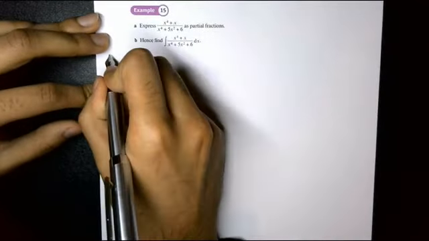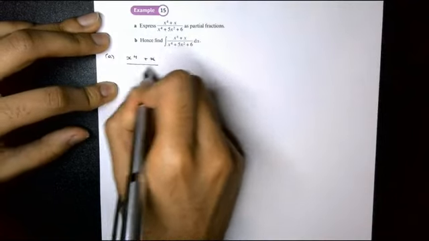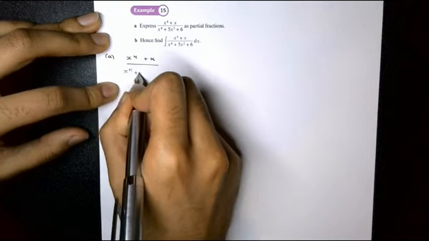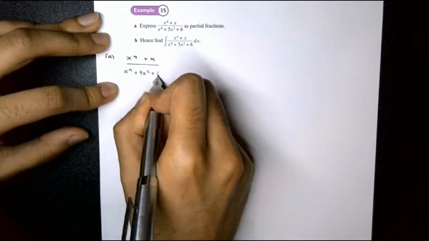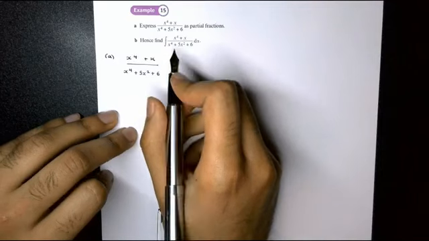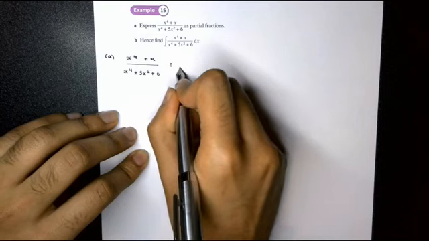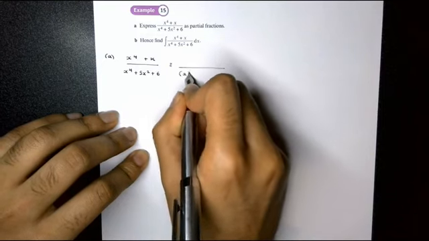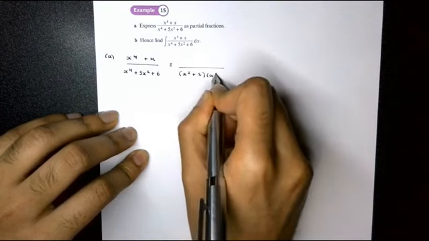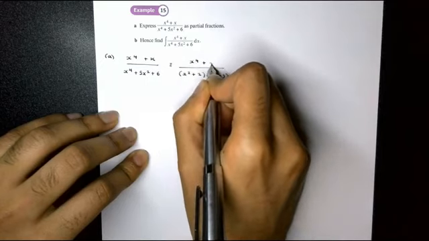Example number 15. For part A, we have to express x to the 4 plus x over x to the 4 plus 5x squared plus 6 as partial fractions. Now, to do this, hopefully on the bottom straight away you can spot we've got a hidden quadratic. The bottom we can factorize as x squared plus 2 lots of x squared plus 3. And on the top we've still got the x to the 4 plus x.